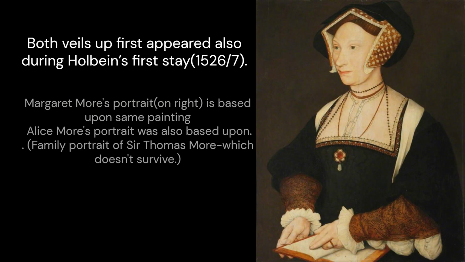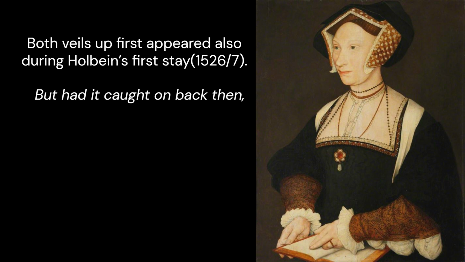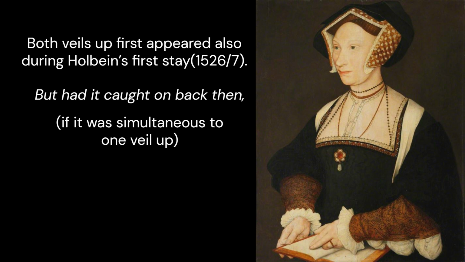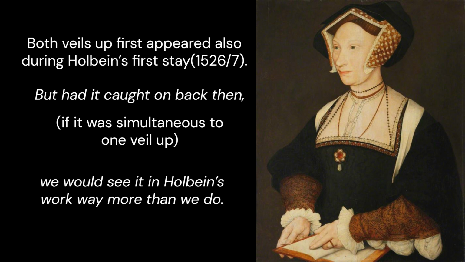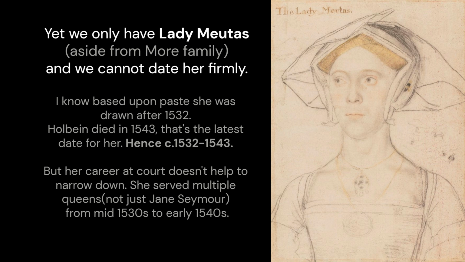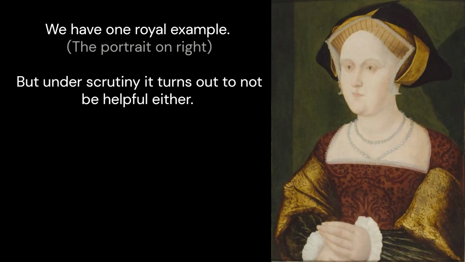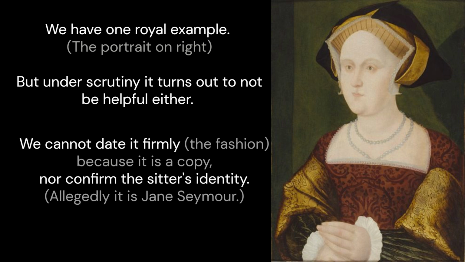Both veils up first appeared also during Holbein's first stay. But had it caught on back then, if it was simultaneous to one veil up, we would see it in Holbein's work way more than we do. Yet we only have Lady Muters and we cannot date her firmly. We have one royal example, but under scrutiny it turns out to not be helpful either. We cannot date it firmly nor confirm the sitter's identity.